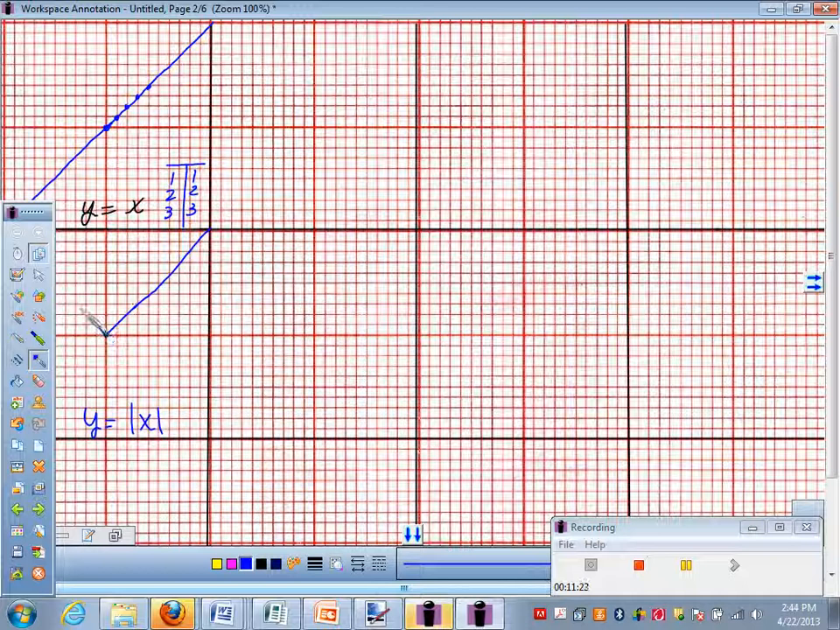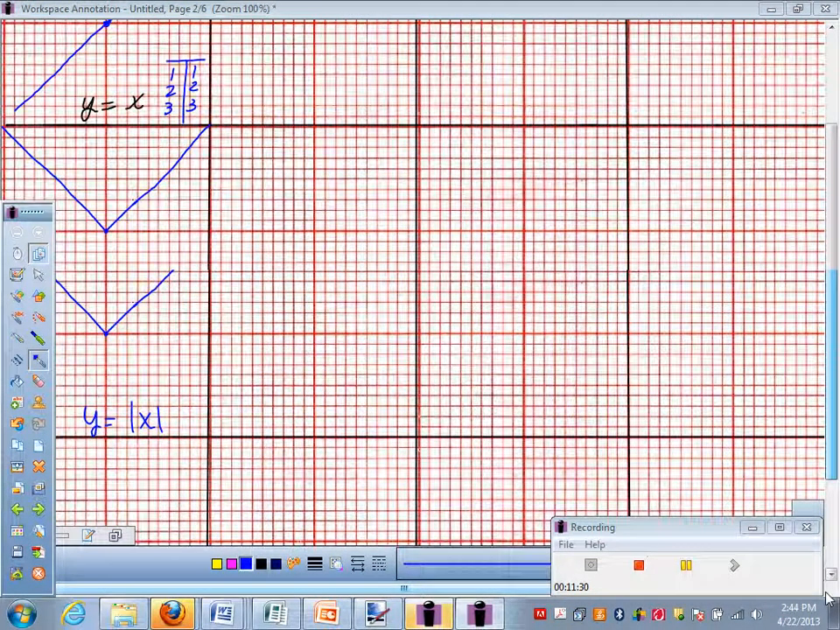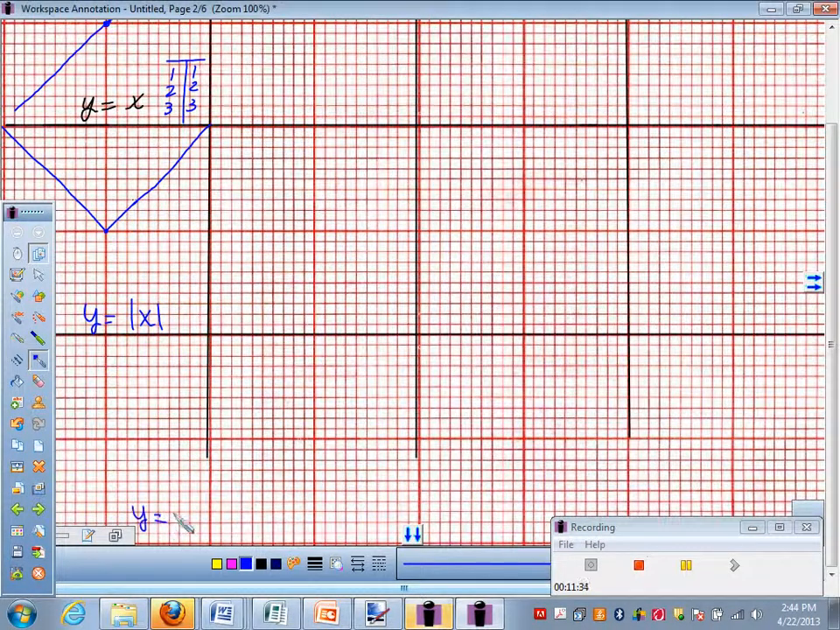So yes, we're drawing your basic V, absolute value. And the third one that was related to linear functions was the funky one in brackets. That's the stair steps. Anybody remember the name? Starts with a G. Greatest integer.